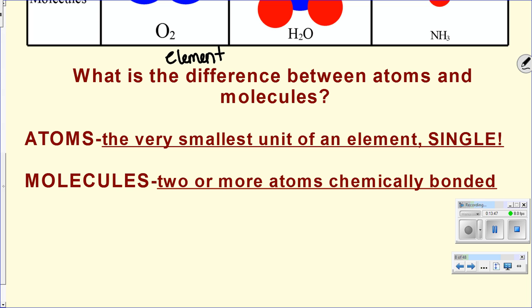So the big difference between these is whether or not they are chemically bonded. Atoms are the very smallest unit of an element, so they're always single. And in a molecule, you have to have at least two atoms that are chemically bonded together.